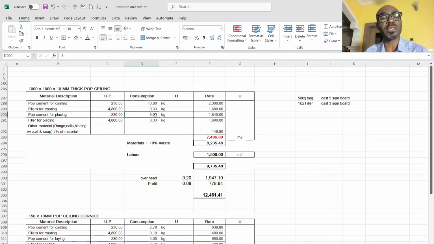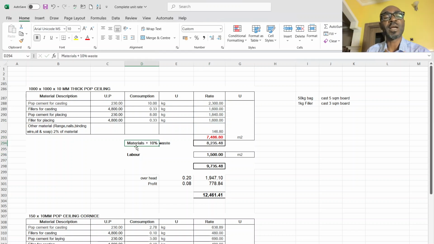Then the same thing, 8 kg multiplied by the cost for 1 kg for the material for fixing. And the same thing you do, you arrive at, including the cost for range and other things, 146 per square meter. Then you add the total amount, which gives you 7,486.